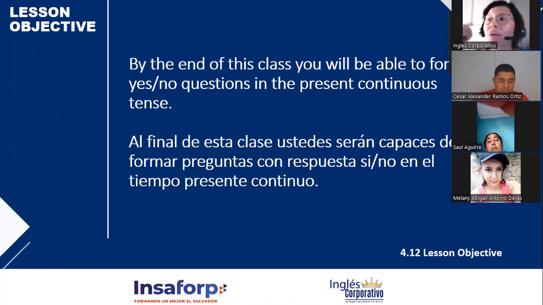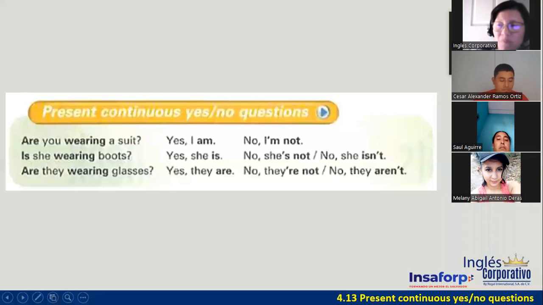Y tenemos las information questions. Y decíamos que las information questions buscaban un detalle específico. Por ejemplo, si yo pregunto, where are you going? ¿A dónde vas? ¿Verdad? No es ni sí, no, no, sino que me están preguntando por un lugar. Where are you going? O what are you talking about? ¿De qué estás hablando? What, ¿verdad? Pero acá, en esta sección específicamente dice, by the end of this class, you will be able to form yes, no questions in the present continuous tense.